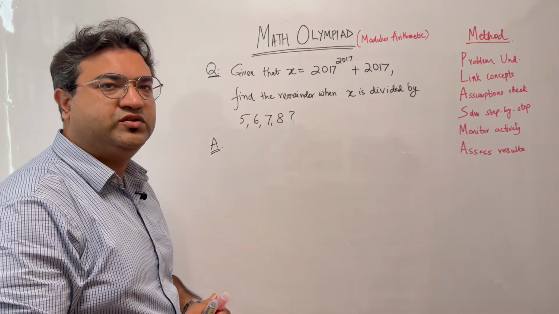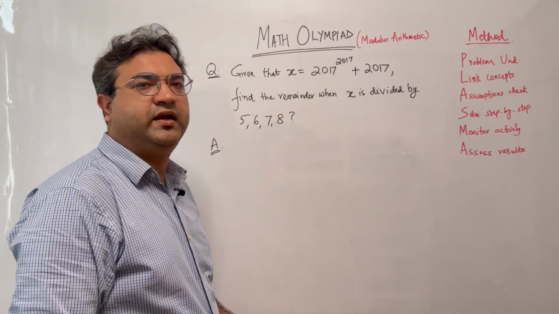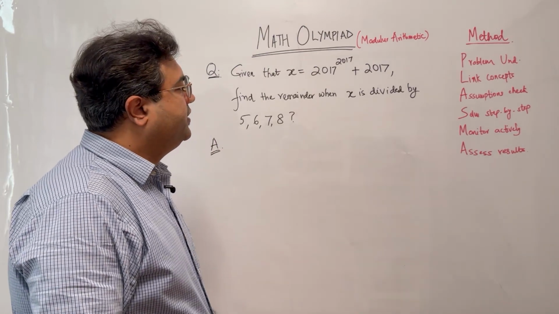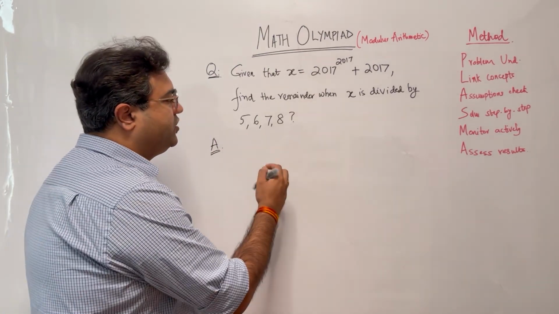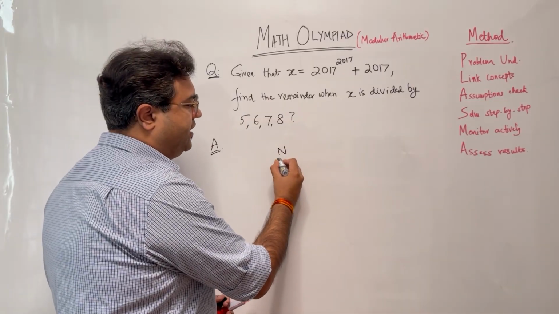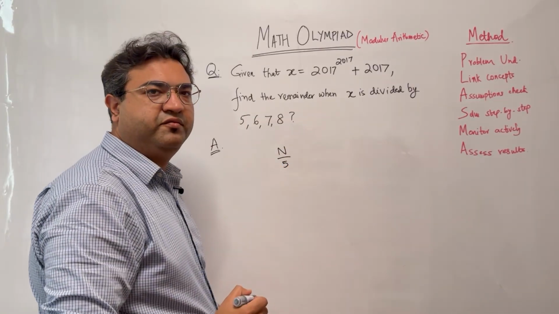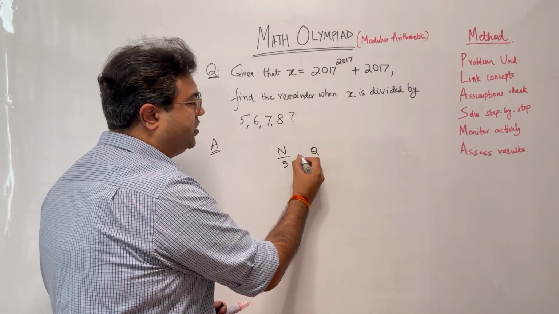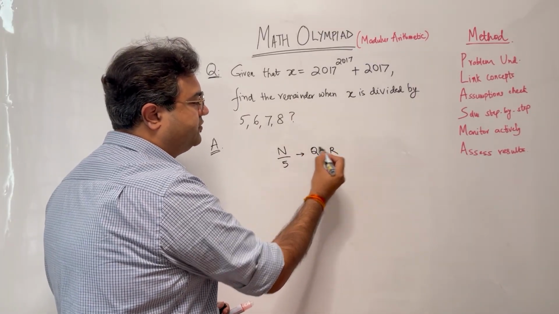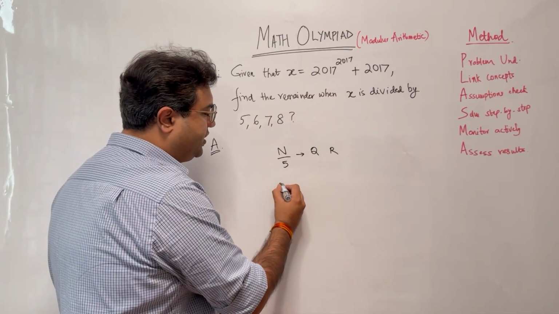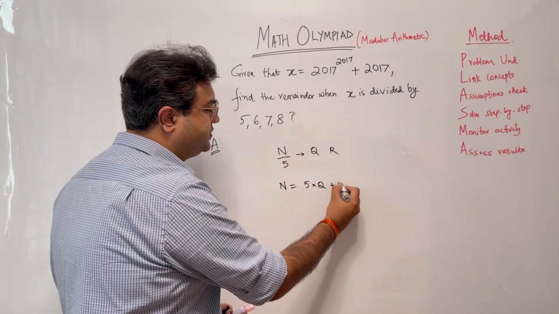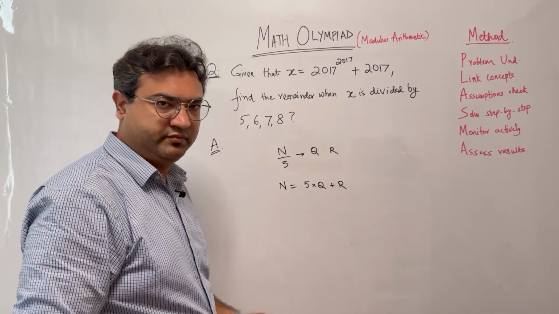Now, next is we solve step by step. So let's understand what modular arithmetic means. When we think of any number n and we divide it by another number, 5 let's say in this case, then we will get a quotient and a remainder. So n is in fact 5 times the quotient plus the remainder. Correct?